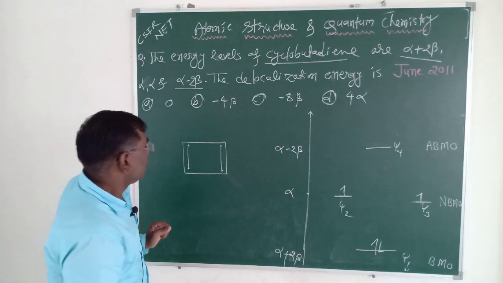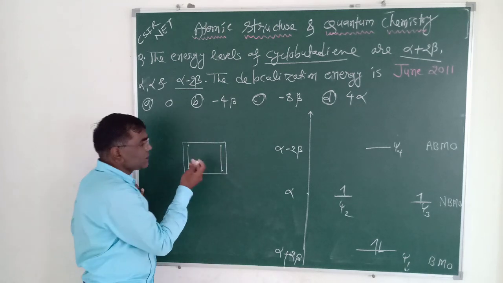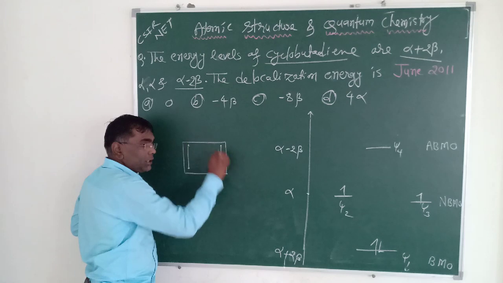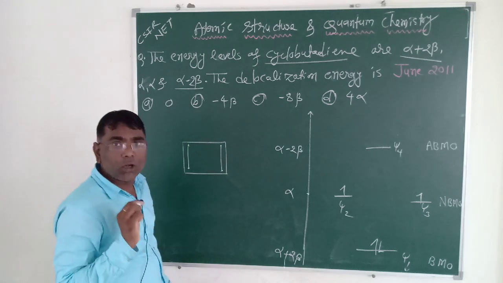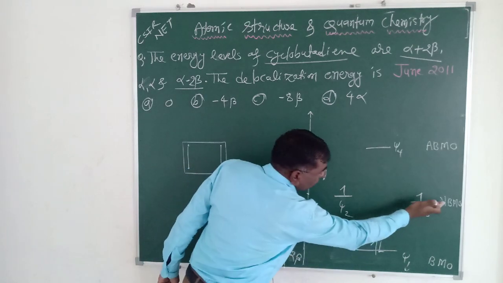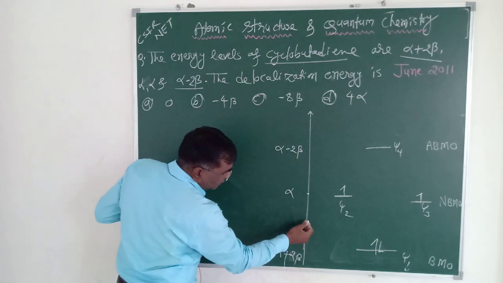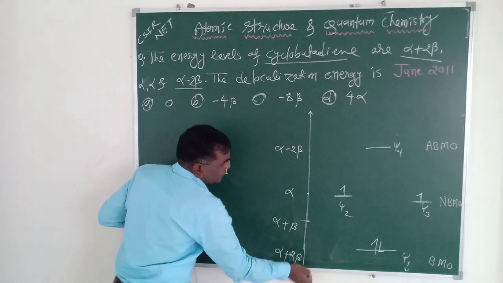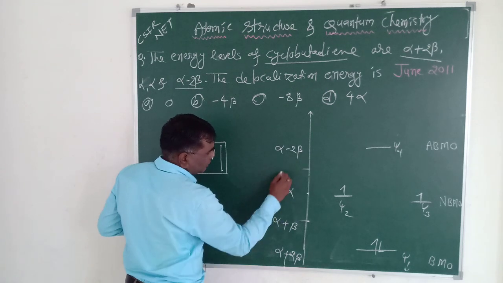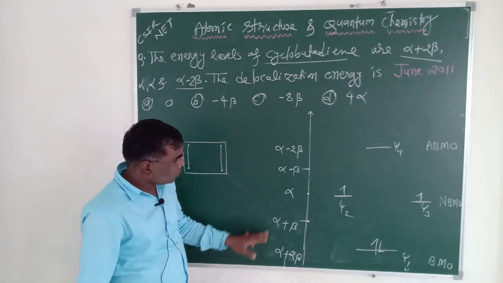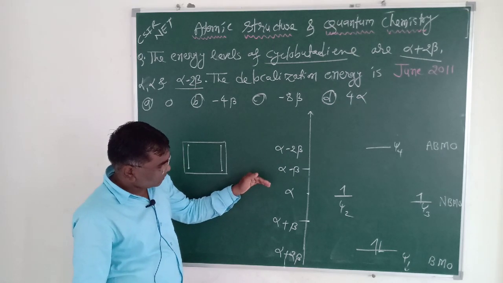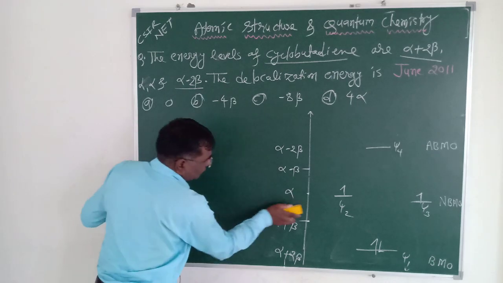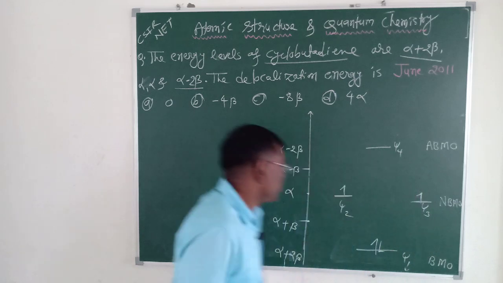Okay guys, so what is delocalization? First of all, you need to know what delocalization is. In delocalization, the 4 pi electrons rotate between the non-bonding molecular orbital and the bonding molecular orbital. There is an energy level between these two, alpha plus beta, and there may also be one energy level, alpha minus beta. Such kind of notation you must know, so we have to notice the electrons in the bonding and antibonding molecular orbitals like this.